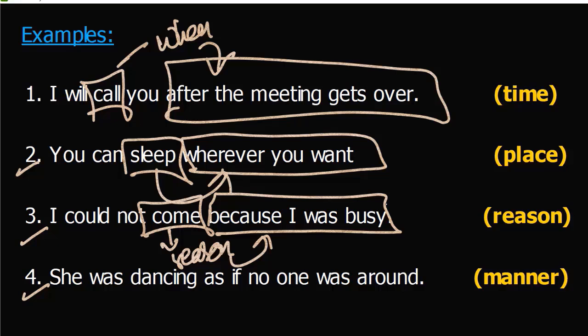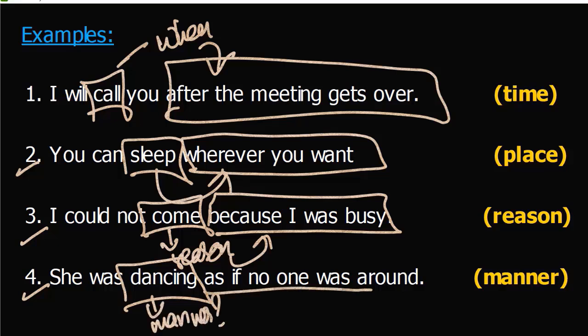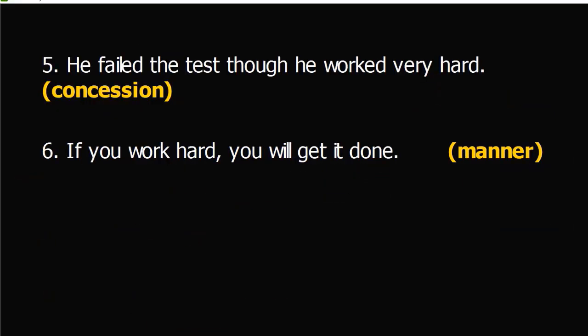She was dancing as if no one was around. She was dancing in what manner? In what manner? Just talk about the manner. As if no one was around. So as if is the conjunction, no one is the subject, was is the main verb. All right. So here it's talking about the manner of the action, in what manner the action happened.